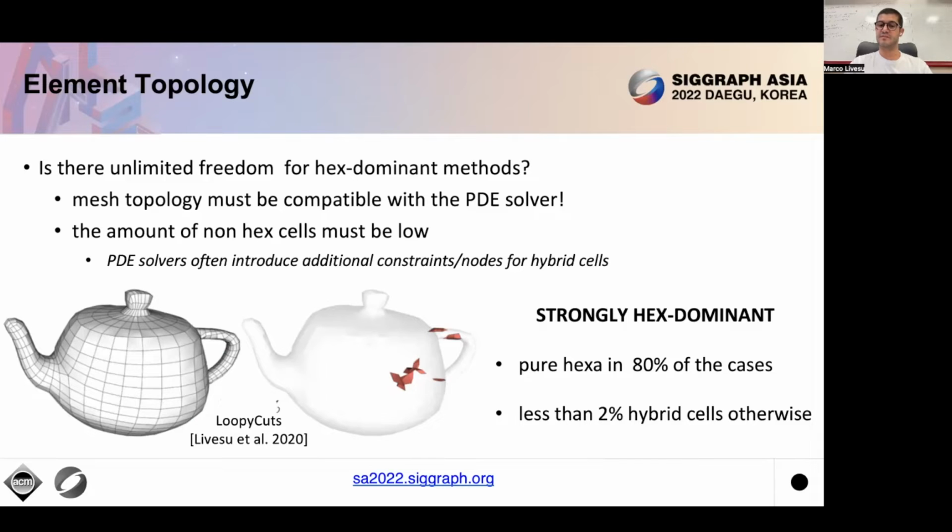The authors of Loopy Cats in 2020 introduced this naming for strongly hex-dominant meshes, which essentially denote a meshing algorithm that in 80% of the cases produces a pure hexahedral mesh, so no hybrid elements at all. And in the remaining 20% of the cases, it produces hybrid cells just for 2% of the overall number of cells in the mesh, so quite a low number of non-hexahedral elements in the mesh.